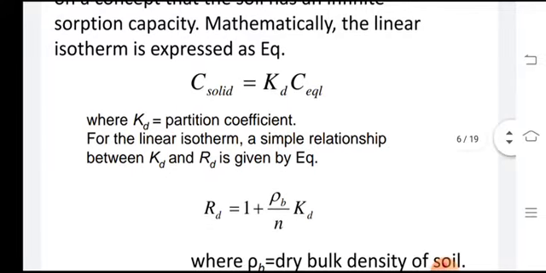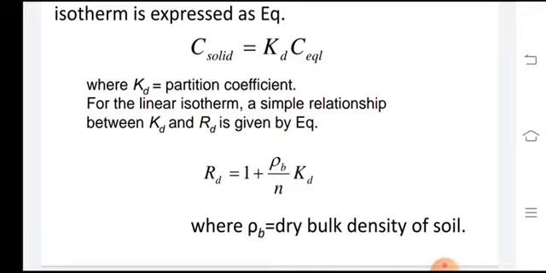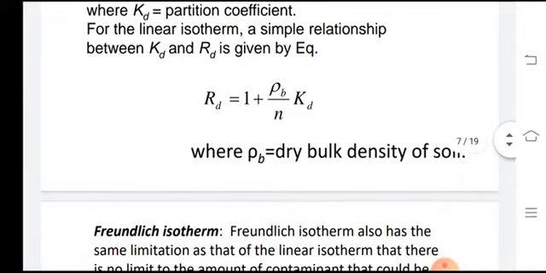So Rd is represented in this form, it is the retardation factor, and retardation can be in the form of some frictional forces or some other chemical reactions which are taking place, and rho b is the dry bulk density.